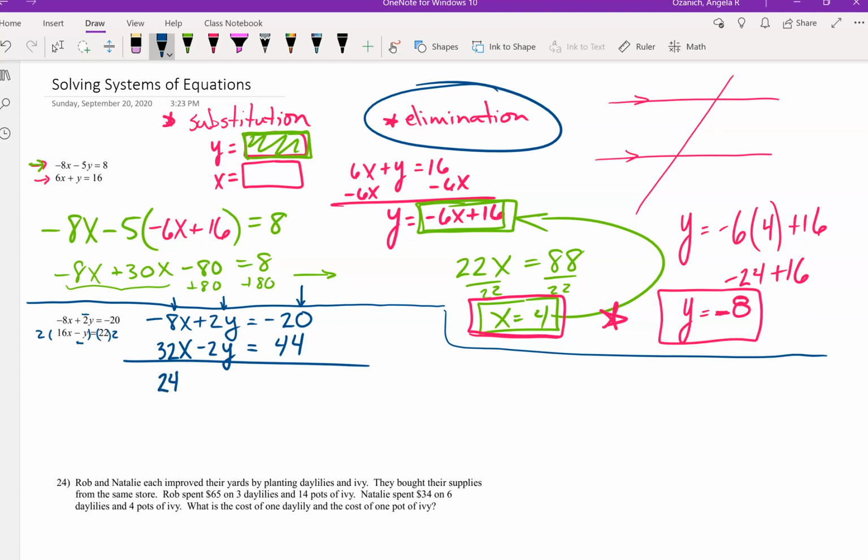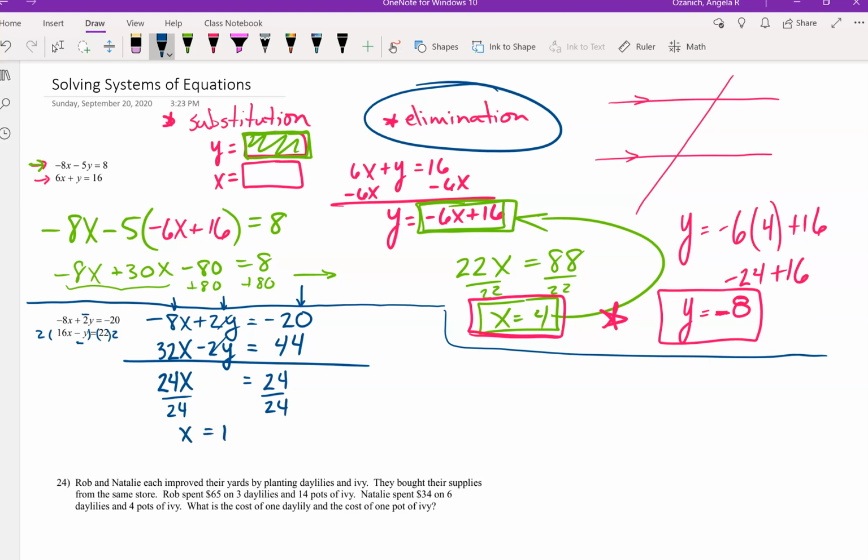Okay. 24x, be thinking along with me here now. And a positive 2y and a negative 2y, that cancels. That's what we wanted to have happen. That is awesome that that happened. And over here, my negative 20 combined with my positive 44, it's going to be 24. And now my last step is to divide, and I get x is equal to 1.